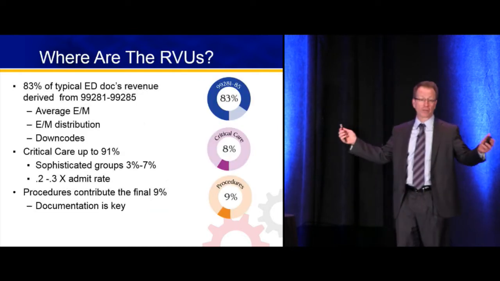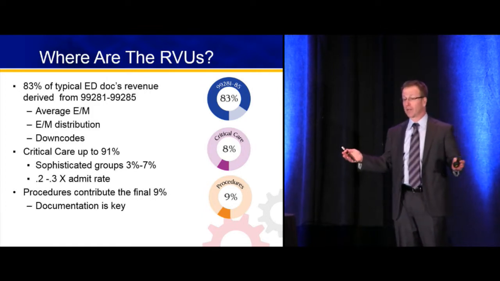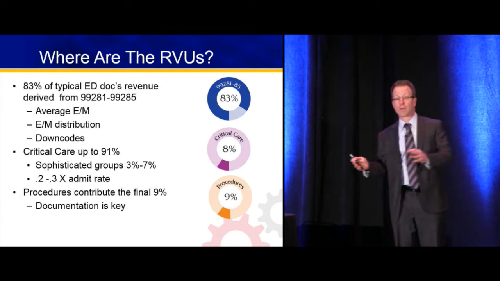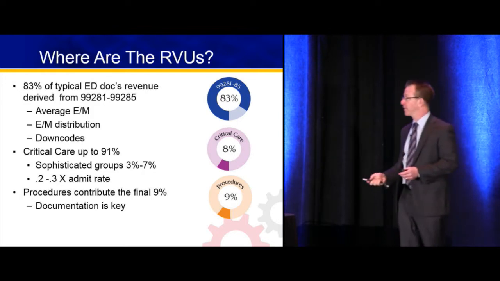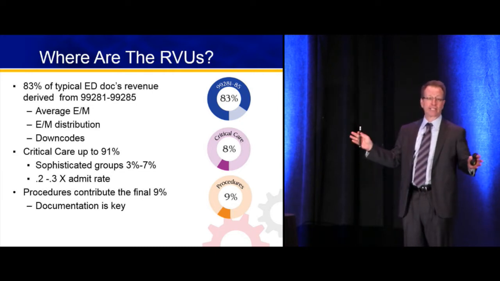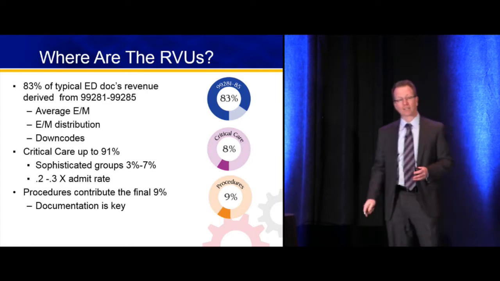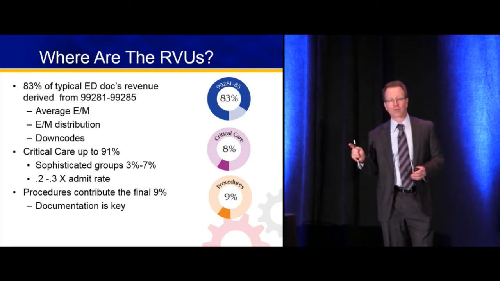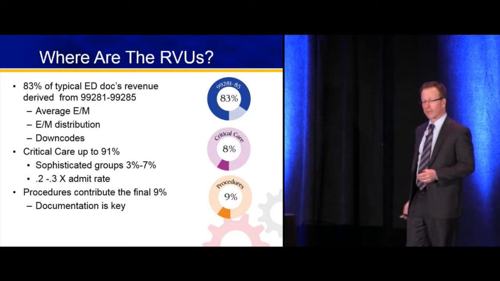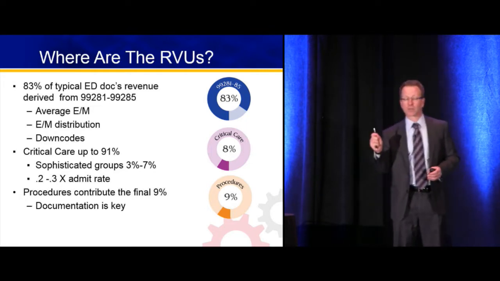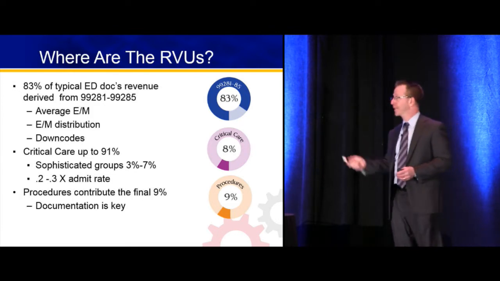So where are the RVUs, these magic things? And maybe we'll take a step all the way back. What is an RVU? Relative value unit, and it's what Medicare and all the other payers pay for one unit of physician effort. Looking at a gigantic database of paid claims, 83% of a typical ED doc's RVUs come from just five codes, 99281 through 99285. Another 8% come from critical care, and the last 9% come from procedures: lacerations, abscess, orthopedic procedures.